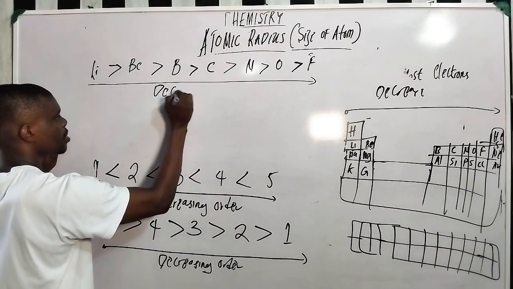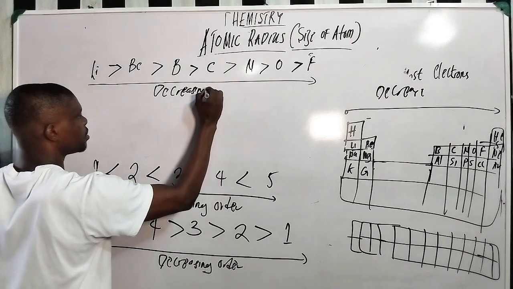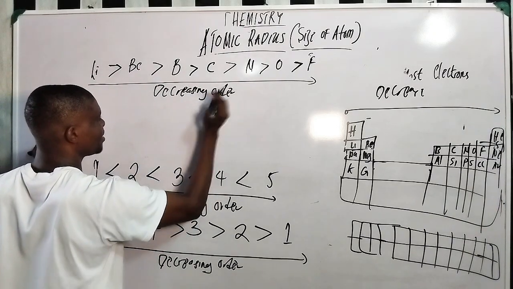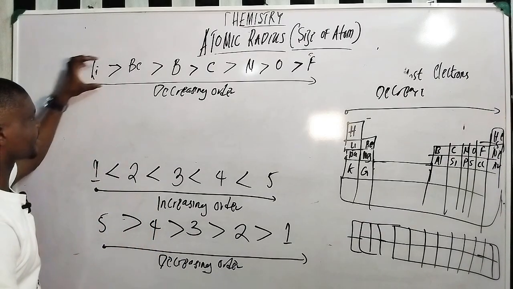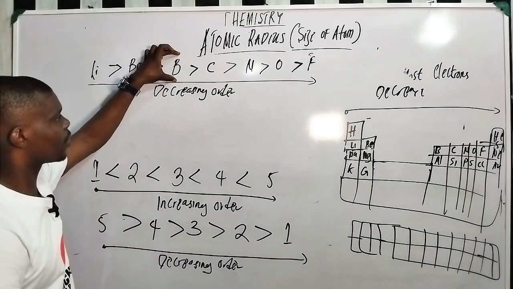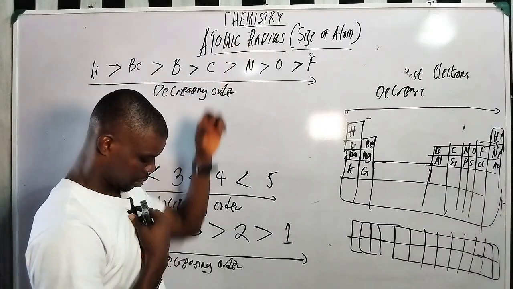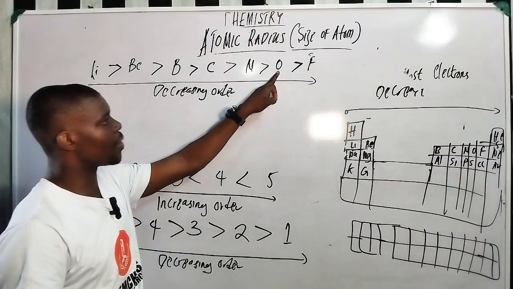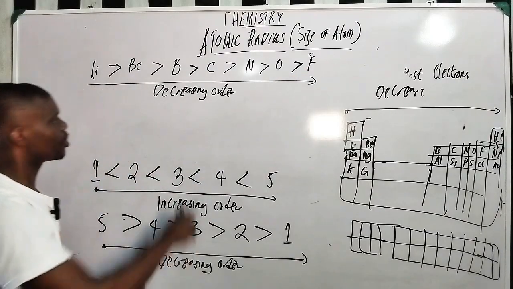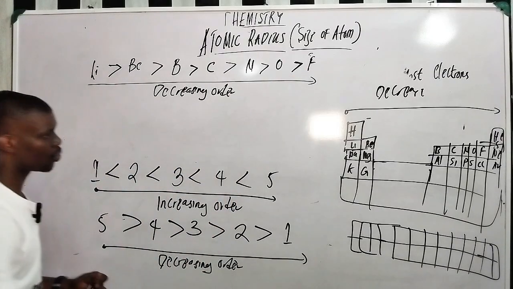This is decreasing order. Here we are going in decreasing order. Lithium is greater than beryllium, beryllium is greater than boron, boron is greater than carbon, carbon is greater than nitrogen, nitrogen is greater than oxygen, and oxygen is greater than fluorine. It's called decreasing order.